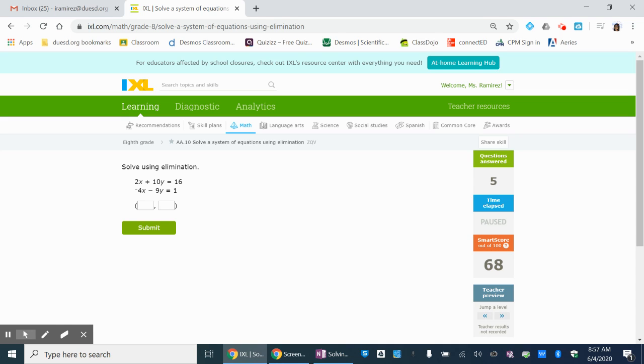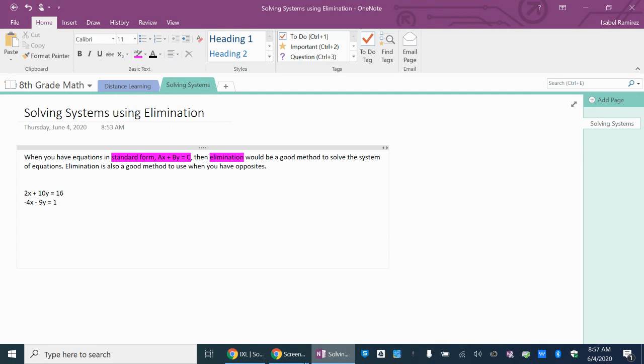Hey, good morning, everybody. So today I'm going to go over some of these more difficult questions when you're solving a system of equations using elimination. I went ahead and copied down this example from IXL here.